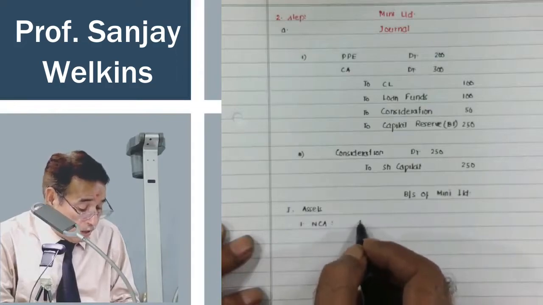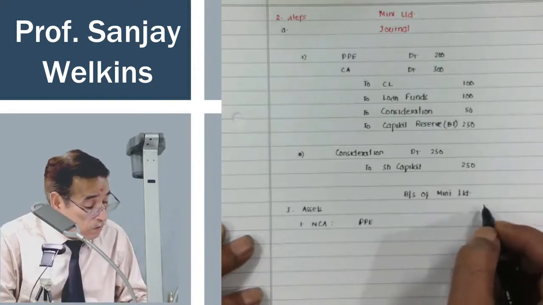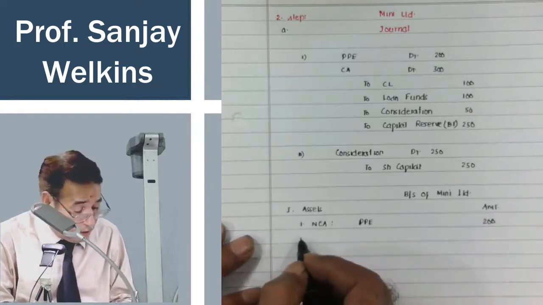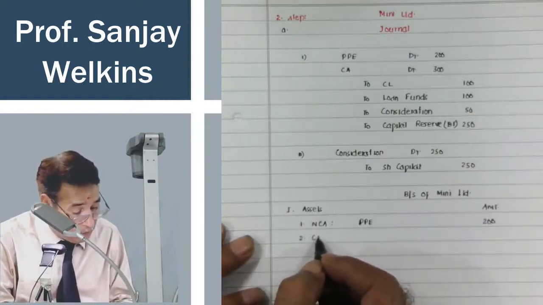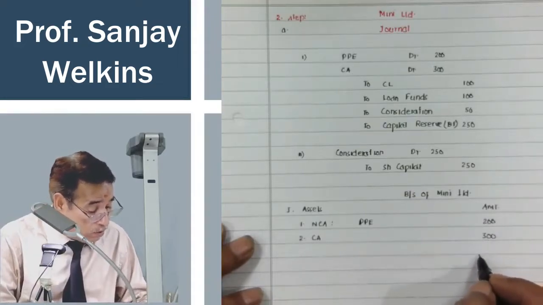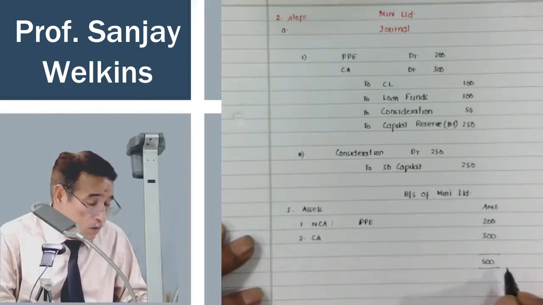Mini Limited has taken over property, plant and equipment. 200 is the value. Very small balance sheet. They have taken over current asset, 300. So total will be 500. Correct?